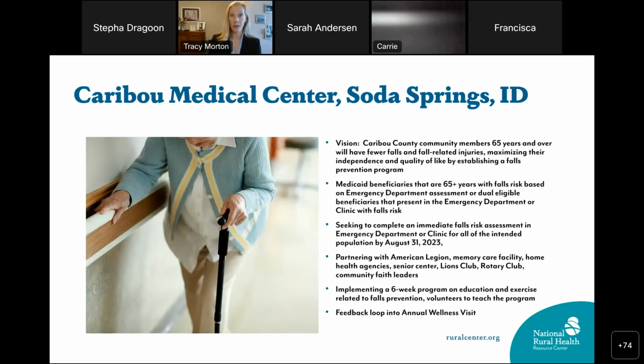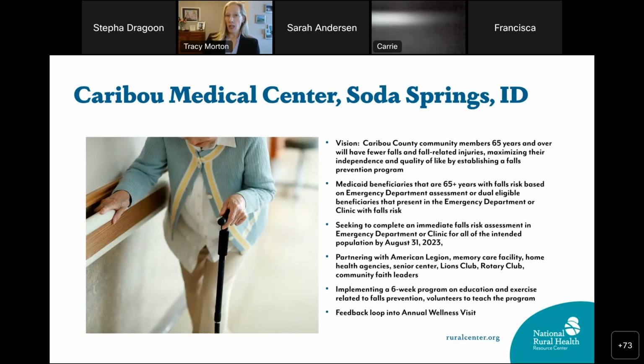Another example to share, and closer to where all of you live, is Caribou Medical Center, which is in Soda Springs, Idaho. This is another critical access hospital, and they had the vision that in Caribou County, they'd be supporting community members that were 65 years or older, potentially dual eligibles, to have fewer falls risks and falls-related injuries by maximizing their independent quality of life by creating a falls prevention program.